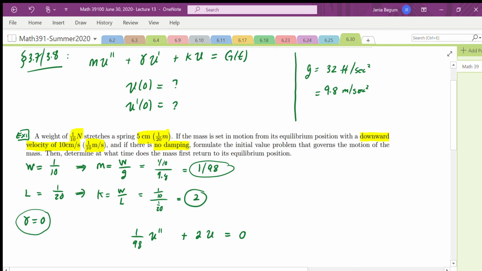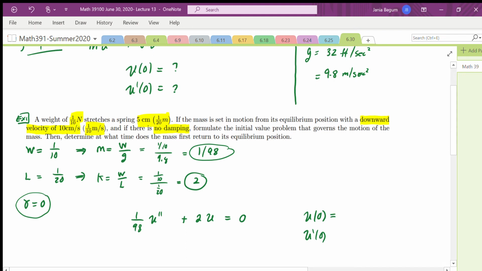Alright, so we have the differential equation set up. Now, what about the initial condition? What is the position and what is the initial velocity? If you read the problem one more time, the mass is set in motion from its equilibrium position, so that's 0.